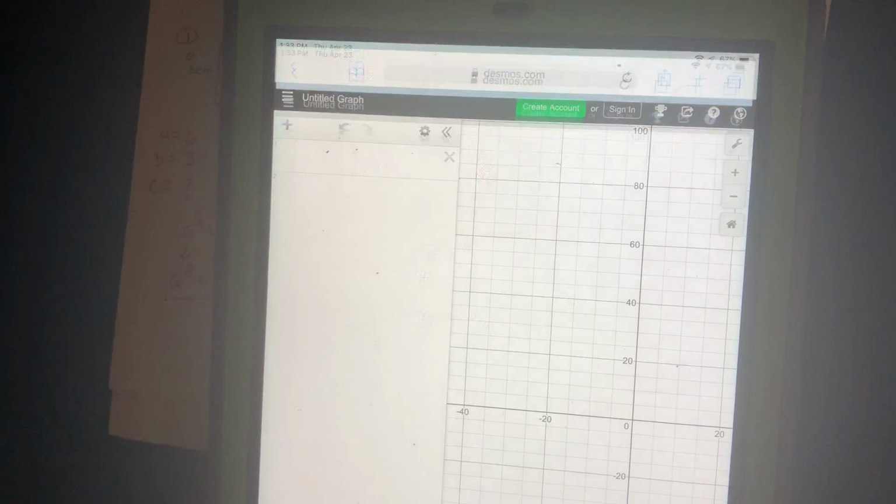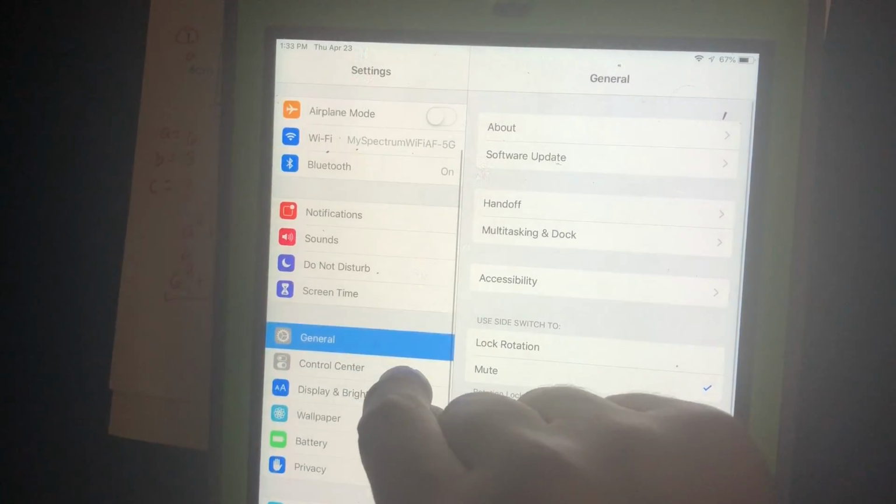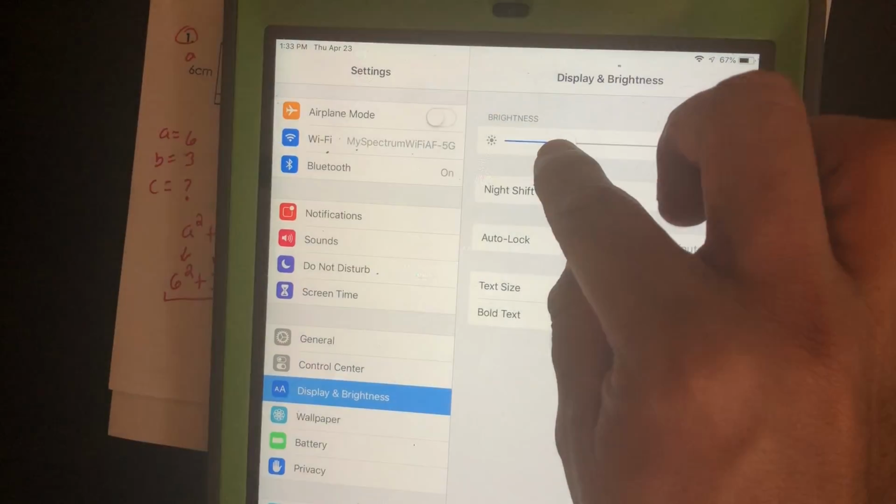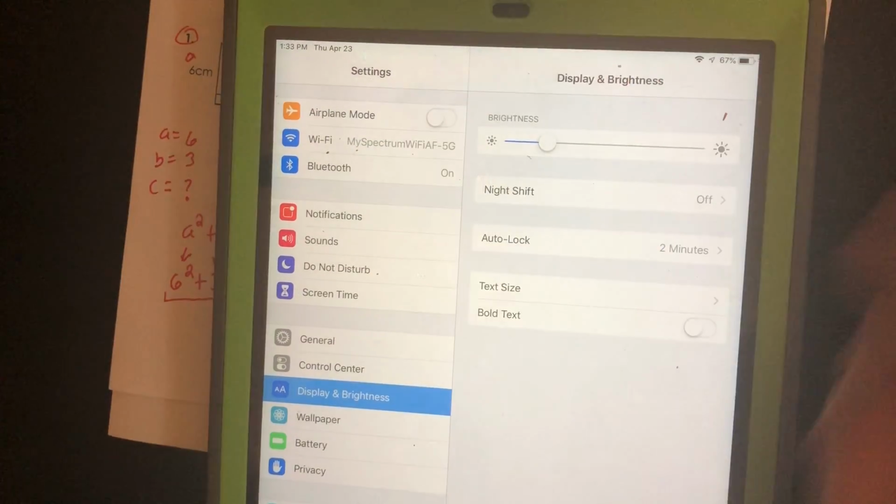Give me a second. This is a little bit too bright. Let me turn down the brightness. Okay, that's better.